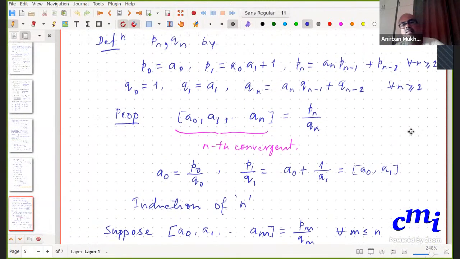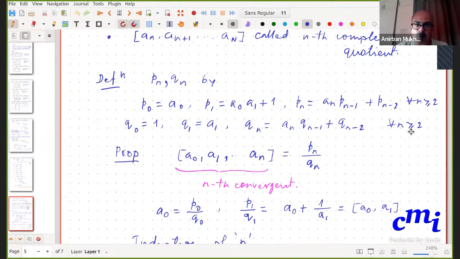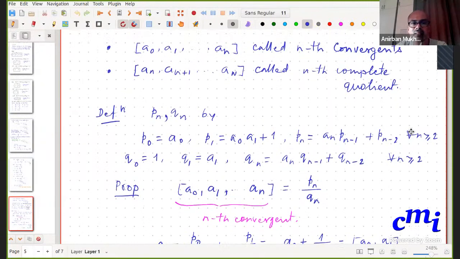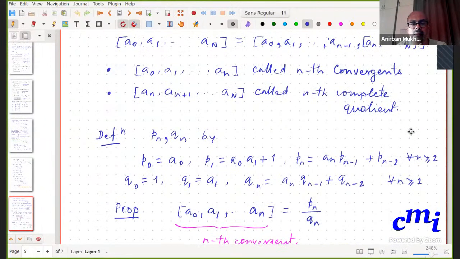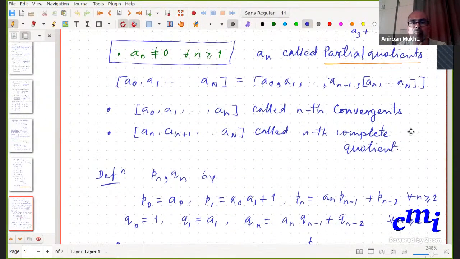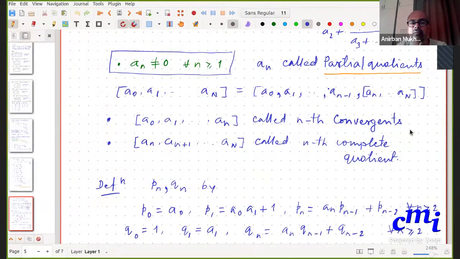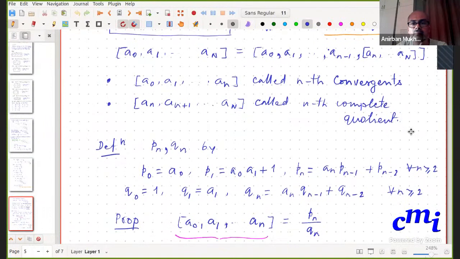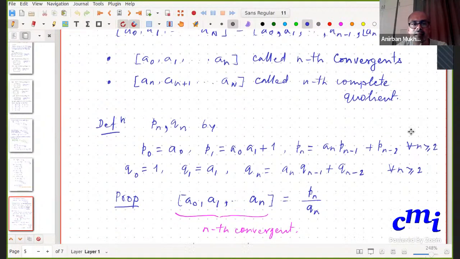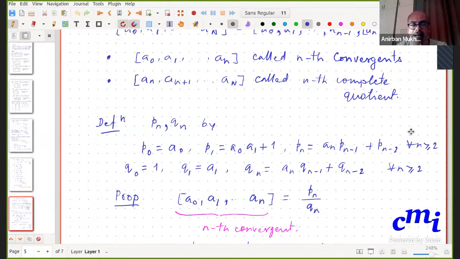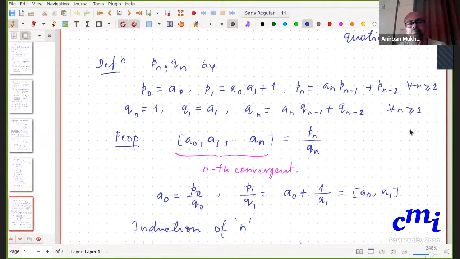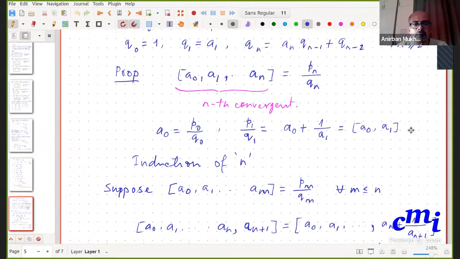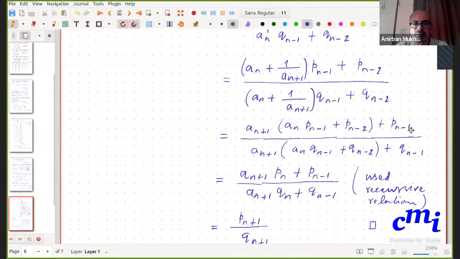These entries are known as partial quotients. So the a_n are partial quotients. And the tail part, from small n to capital N, is called the nth complete quotient. So that was the first thing we proved.